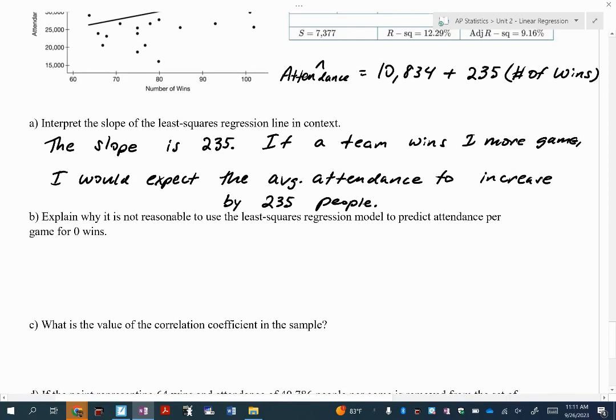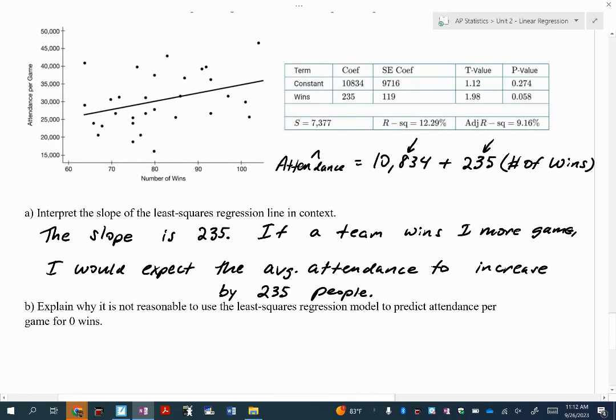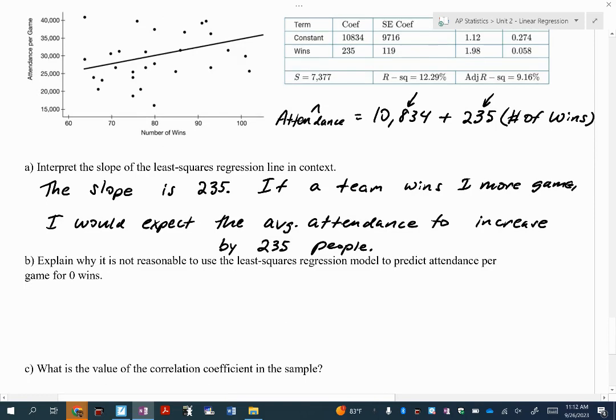It doesn't actually ask you to interpret the y-intercept, right? So this was the slope, here's the y-intercept. But if it did ask me to interpret the y-intercept, 10,834, we're saying a team with 0 wins, I would expect to average 10,834 people per game in attendance. Now, we're going to get to a moment why that could potentially be an issue here.